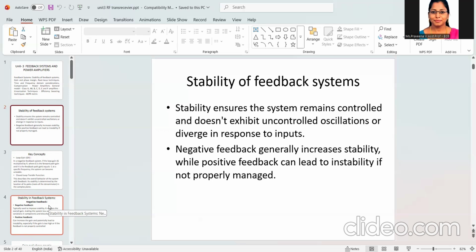Let us see the overview. What is meant by stability is that stability is a fundamental requirement in electronic and control systems. That is, there will be two types of feedback: positive feedback and negative feedback.